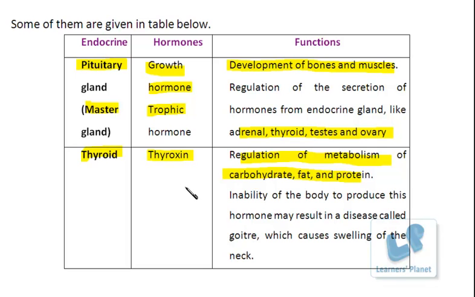And in that case, of course, such deficiency of iodine can lead to a particular disease which is known as goiter. It causes swelling in the neck region and causes the inability of the metabolism of these compounds.